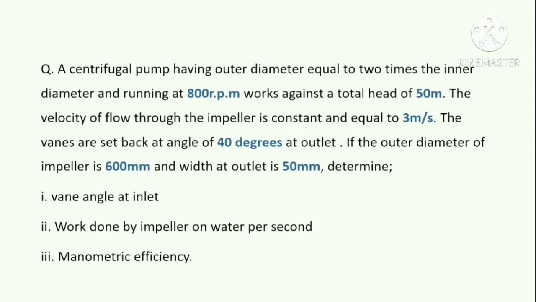The question is: a centrifugal pump having outer diameter equal to 2 times the inner diameter and running at 800 rpm works against a total head of 50 meter. The velocity of flow through the impeller is constant and equal to 3 meter per second. The vanes are set back at an angle of 40 degrees at outlet. If the outer diameter of impeller is 600 mm and width at outlet is 50 mm, determine vane angle at inlet, work done by impeller on water per second, and manometric efficiency.